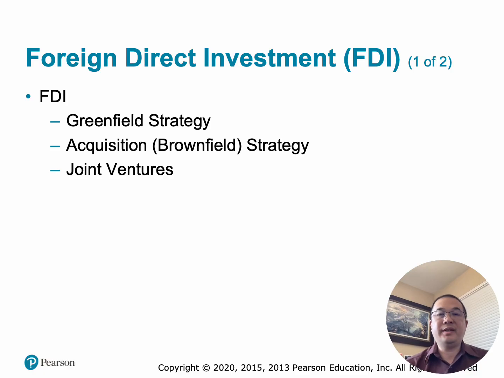Number three, joint ventures. What is it? This is two or more companies that create a jointly owned business. Ownership and control are shared. As an example, a U.S. company and a Chinese company form a business together.